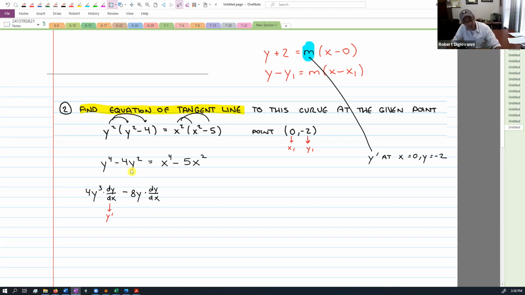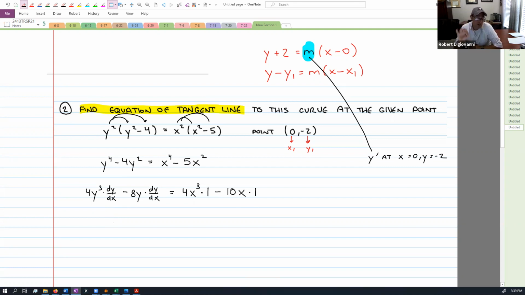Okay, now I'm done with the left side, go to the right side. Now these are going to be regular old derivatives because I'm differentiating with respect to x. So when I do the chain rule, the 4 comes down, x cubed, then the derivative of x with respect to x would be a 1. There is a 1 there, you don't need to write it, dx/dx. Then minus 10x, so the 2 comes out, hits the -5, and then the derivative of x again is a 1 back here. So there you go.